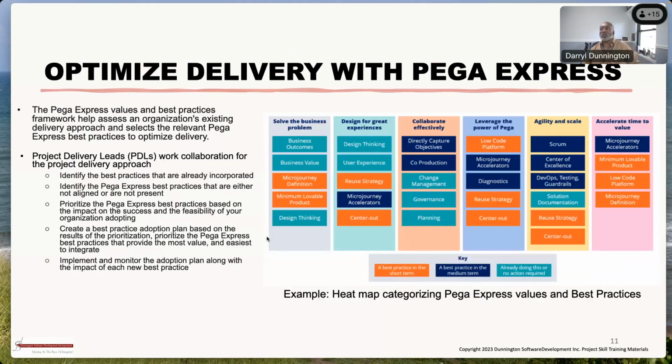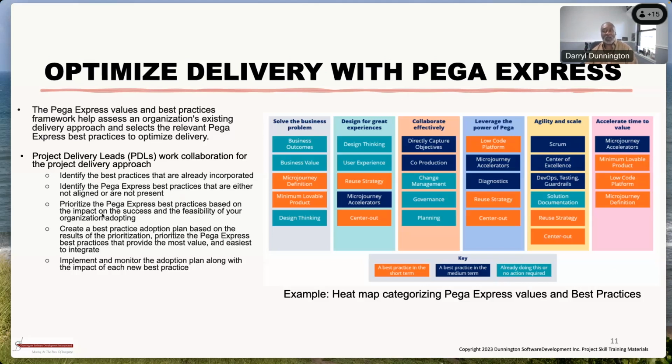So what do we want to do? We want to optimize our delivery with Pega Express by having someone in our corner that we call a project delivery lead. Project delivery lead is someone in Pega who's really looking at what are the best practices. They ask themselves, I'm working on this project and I'm responsible for making sure that I identify best practices that are already done. That I look at best practices that are not aligned with what we need to do and see how do I implement them.